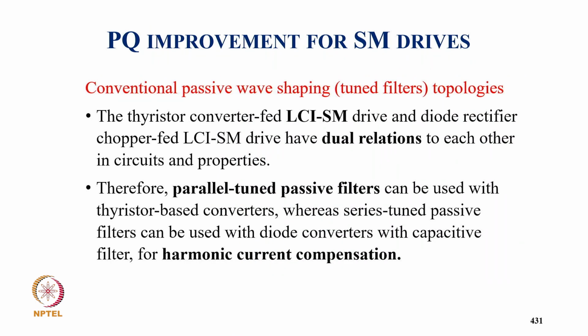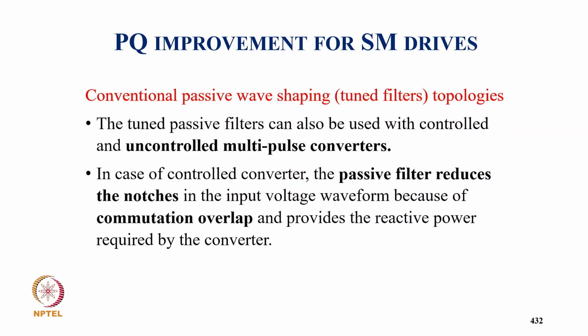So the thyristor converter fed, load commutated inverter fed synchronous motor drive and diode rectifier chopper fed LCI drive have a dual relation to each other in circuit and property. Therefore, a parallel tuned passive filter can be used with the thyristor based converter, whereas the series tuned passive filter can be used for a diode rectifier with capacitor filter for harmonic current compensation.